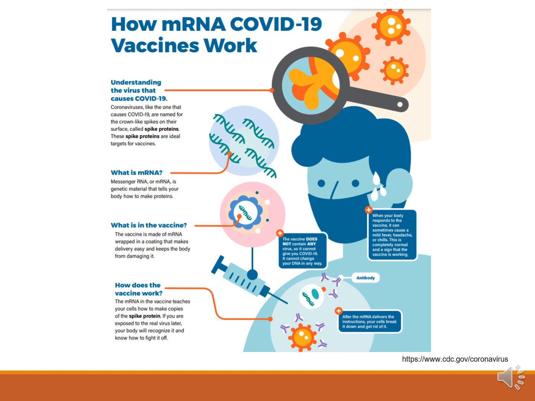The way the mRNA vaccine works. Okay, again, this involves the spike proteins. mRNA is the genetic material that tells your body how to make proteins. So, we covered this in Unit 3. Okay, so it's mRNA that's wrapped in a coating that makes it easy to deliver. It teaches your cells how to make some copies of the spike protein. If you're exposed to the real virus later, it will recognize it and fight it off.